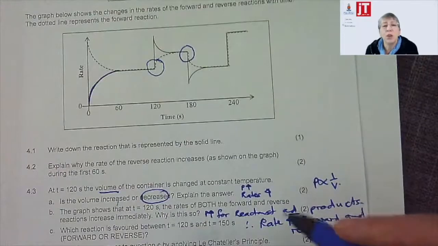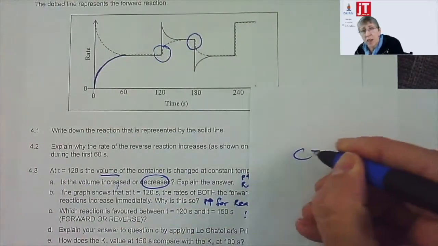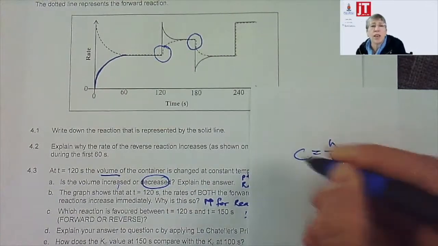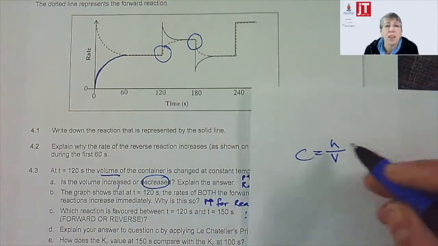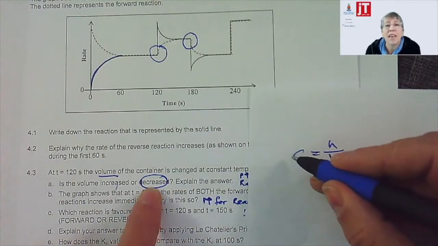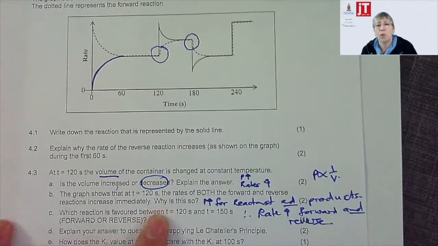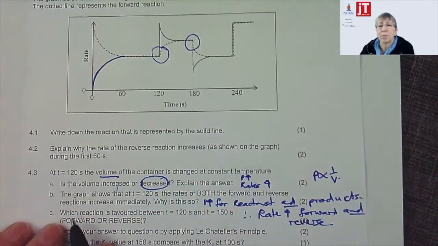And if you wanted to, you could have talked about concentration as well. Remember, concentration is also inversely proportional to volume, right? So a decrease in volume would also have increased the concentrations, right? So then we would also have had a faster reaction.